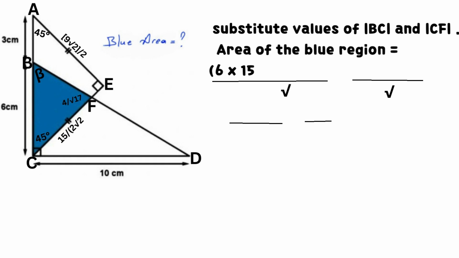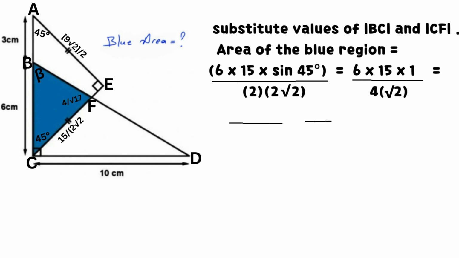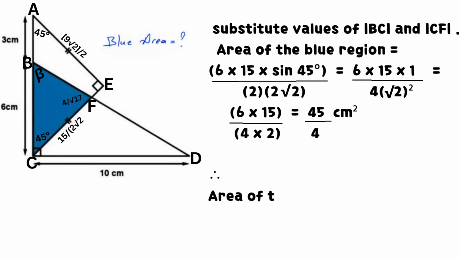Substitute values of line BC and line CF. Area of the blue region equals the product of 6 and 15 times sine 45 degrees, all divided by the product of 2 and 2 times the square root of 2, which equals 45 divided by 4 in square centimeters. After simplification, therefore, the area of the blue region equals 45 divided by 4 in square centimeters.